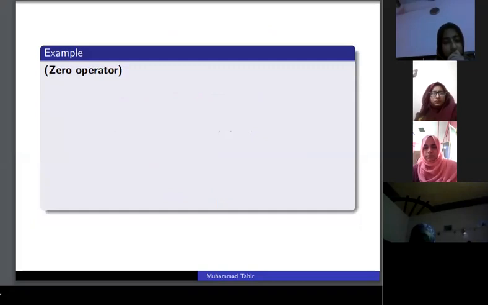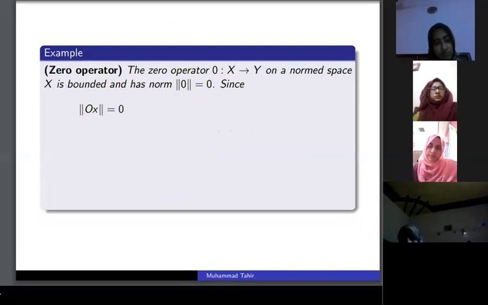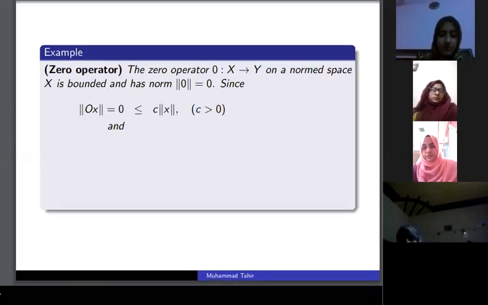Next example is the zero operator. We already know that the zero operator is also linear. Now we prove that it is also bounded. The zero operator 0 from X to Y on a normed space X is bounded and has the norm 0. Because we know that 0x is equal to 0 for every x in X. So that's why the norm of 0x is equal to the norm of 0, which is 0, and 0 is less than or equal to C times the norm of x for every C greater than 0. So by the definition of a bounded linear operator, the norm of 0x less than or equal to C times the norm of x shows that 0 is bounded linear.